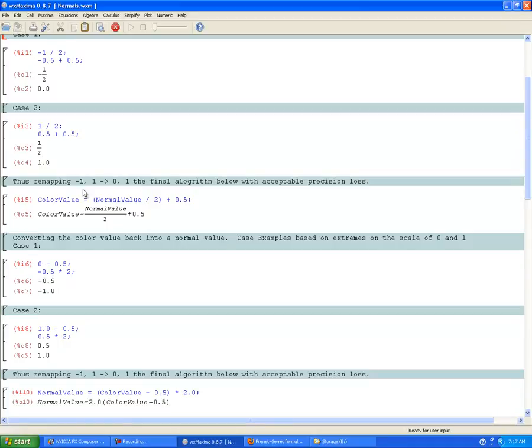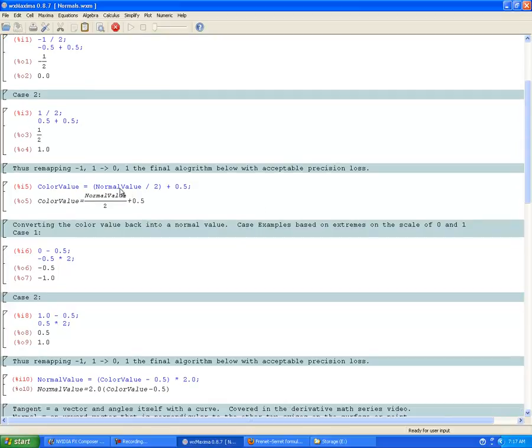Thus we've remapped -1 to 1 into 0 to 1, and the final algorithm below comes with acceptable precision loss. So if you take your normal value, divide by 2, and then add 0.5 to it, we can assign this to our color value. Mind you, this is going to be XYZ getting reassigned as RGB. Be aware of that.